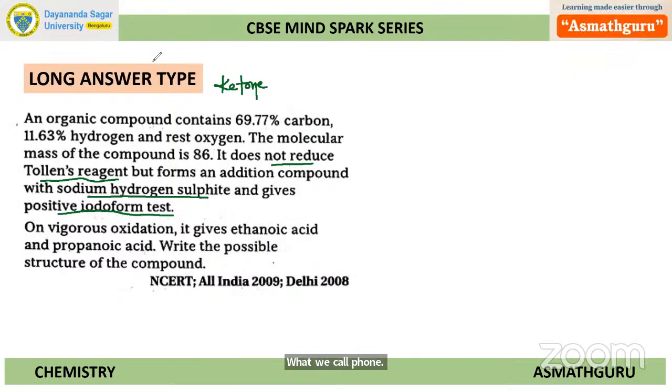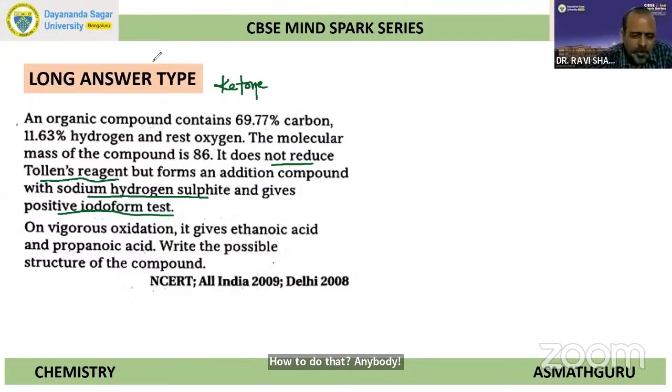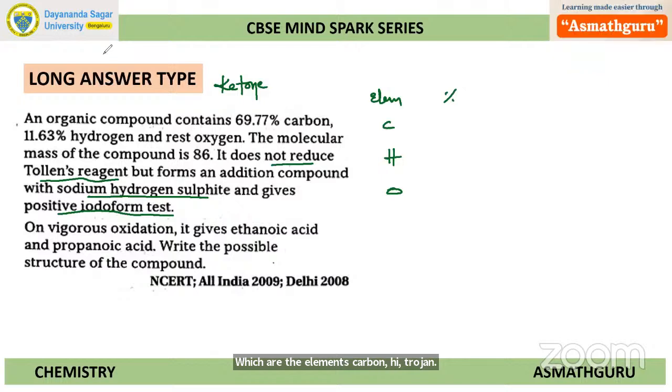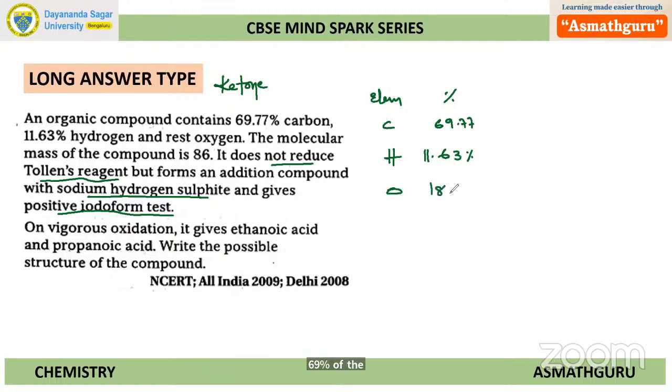How to do that? Anybody? First, what you have to do, take the elements. Which are the elements? Carbon, hydrogen, oxygen. Then write the percentage. What is the percentage given? 69.77. And hydrogen is 11.63. And oxygen is the rest. How much remaining then? 69.77 plus 11.63, that is 81.40, so 18.60. So we got the percentage of all elements.